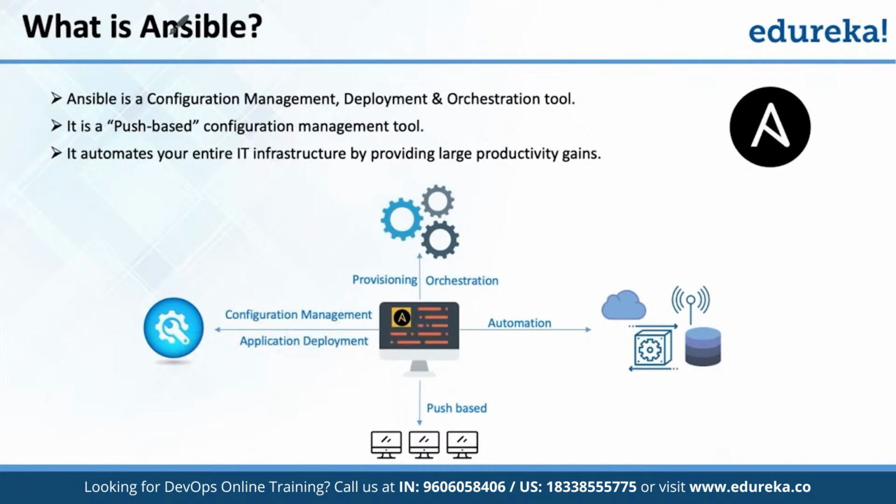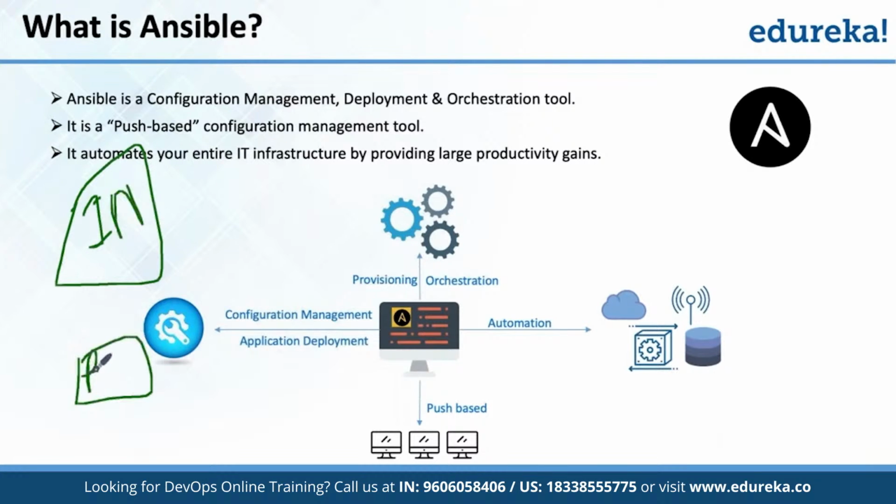So guys, in Ansible, we have three principal components. One is inventory, one is playbook, and one is module. Let's see how they work. The first component here is inventory, and then we have something called playbooks, and then we have something called module.